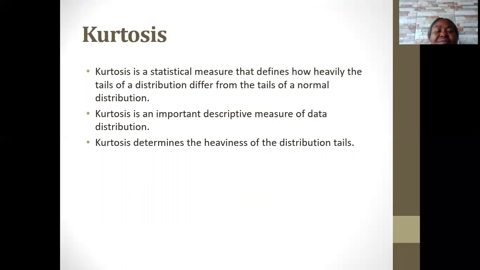Kurtosis. Kurtosis is a statistical measure that defines how heavily the tails of a distribution differ from the tails of a normal distribution, and is an important descriptive measure of data distribution. Kurtosis determines the heaviness of the distribution tails.